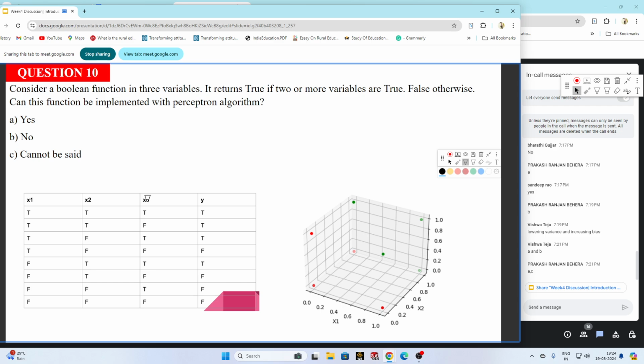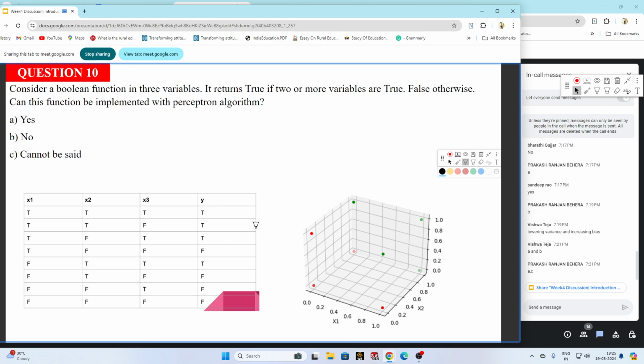So we have three data features here: x1, x2 and x3, and we have been told that it returns true if two or more variables are true. So true, true, true means true. True, true, false, again true, we have two trues. True, false, false will be false. False, true, true, again true. False, true, false will be false, because we have two false. False, false, true, again false, and three false, then false.